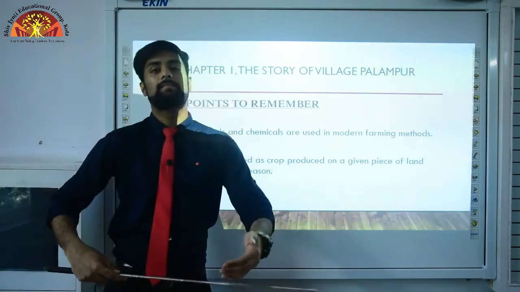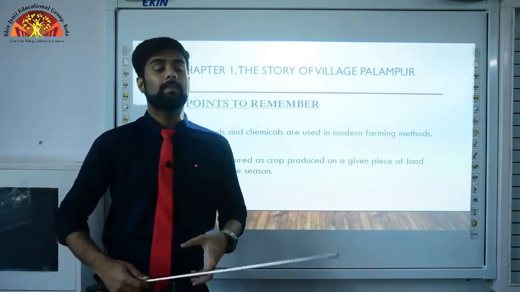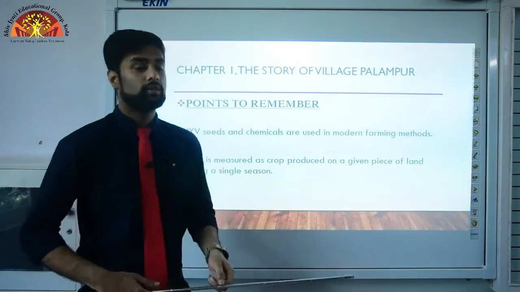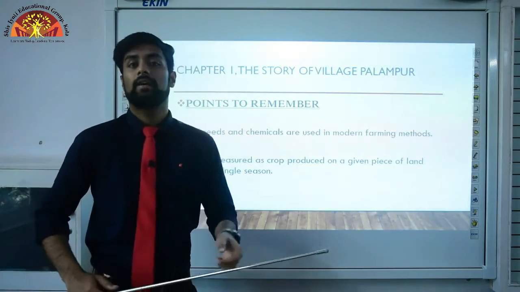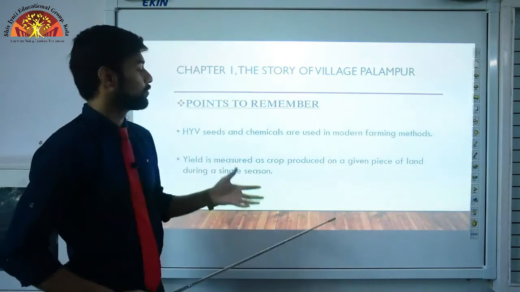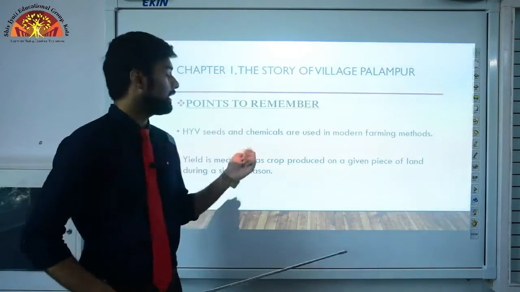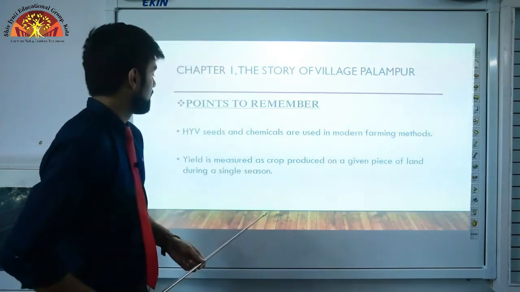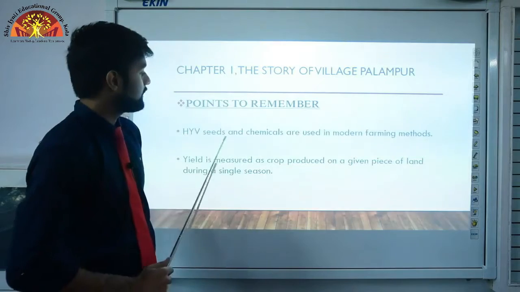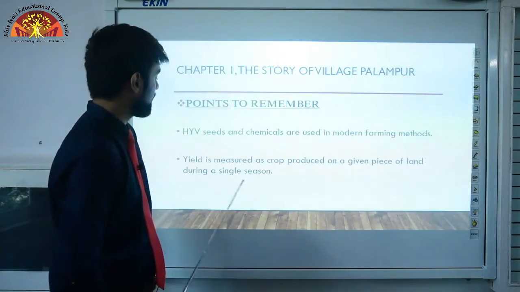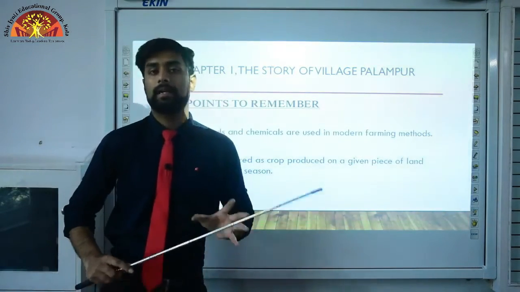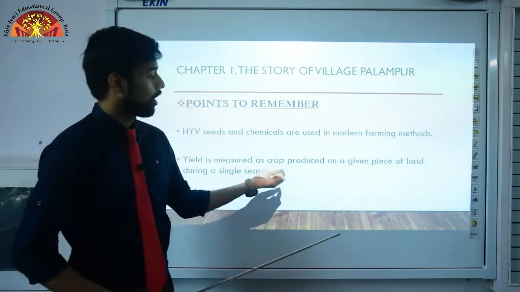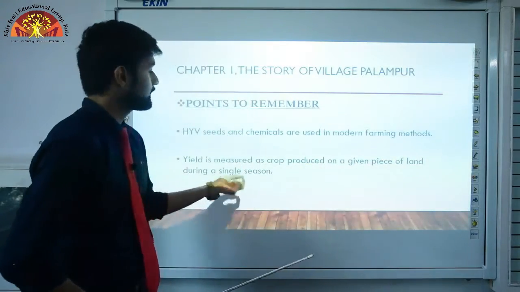Now, as technology is improving, so are our farming methods. Earlier people used to use old tools, but now we have modern tools like tractors and threshers. So one of the many things that we use today in our farming method is chemical and HYV seeds. HYV seeds are high yielding variety seeds which are genetically engineered to produce more crop. Yield, and now what is yield? Yield is measured as crop produced on a given piece of land during a single season. A farmer, the crop that a farmer has grown in his field, that is called yield. Crop produced on a given piece of land during a single season.